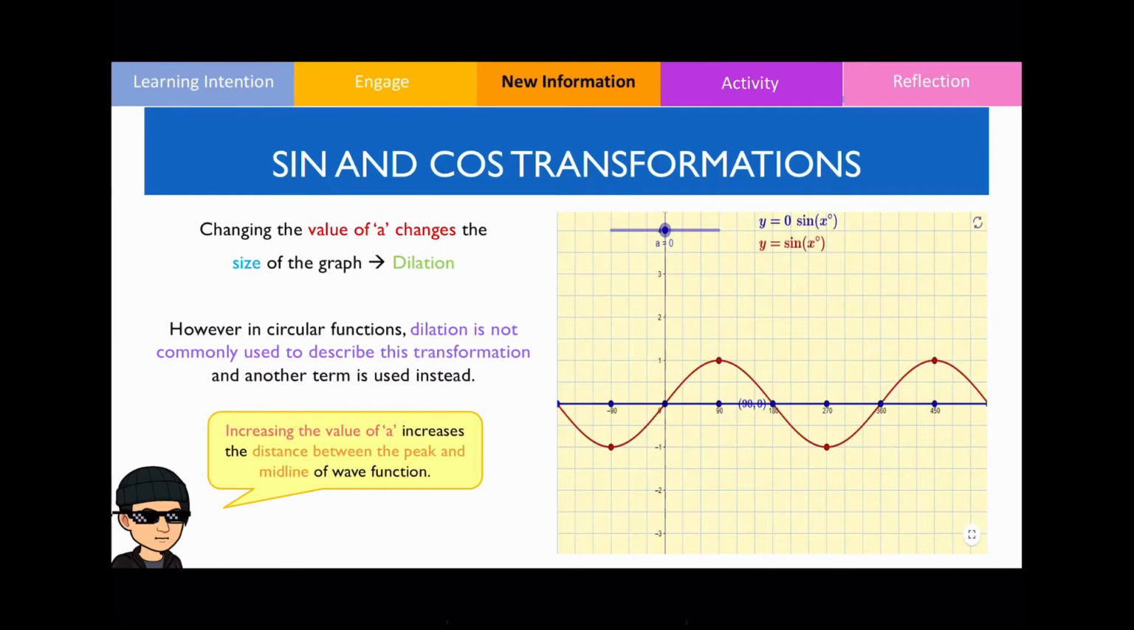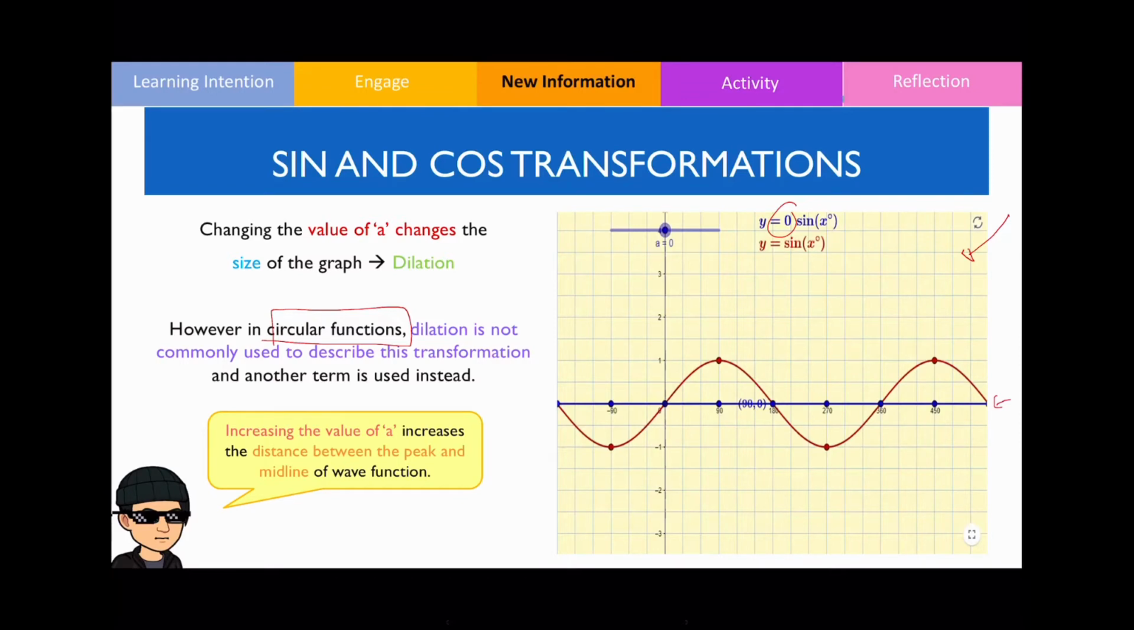But I do want to point out that in this particular topic, where we're looking at circular functions, we don't actually use the word dilation to describe changing the actual size of the graph. We actually use the word amplitude instead. So look at the animation over here. In this animation, I'm going to be changing the value of A. At the moment, my A value is 0, which is why 0 times sine is just going to give you 0.